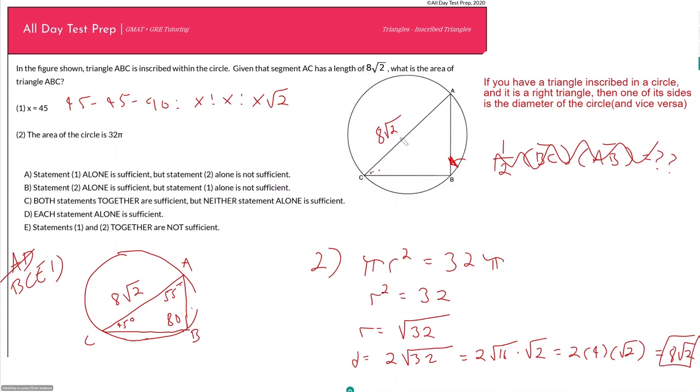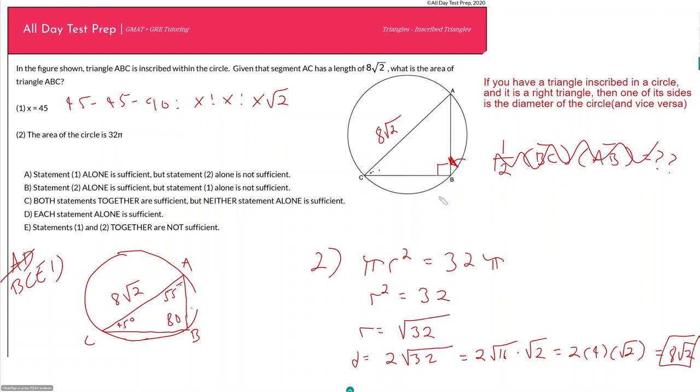We know from the prompt AC has a length of 8 rad 2. So this is telling us AC is a diameter. And if AC is a diameter, then this triangle here must be a right triangle, because again, the rule here works in reverse. If you have a triangle inscribed in a circle and one of its sides, AC, is the diameter, then it must be a right triangle.